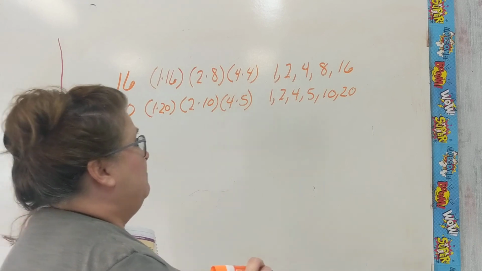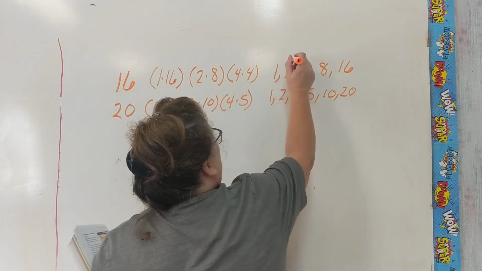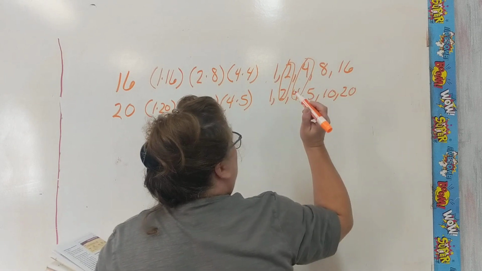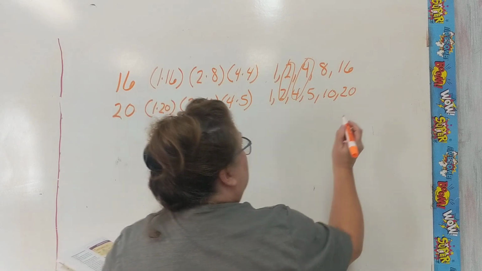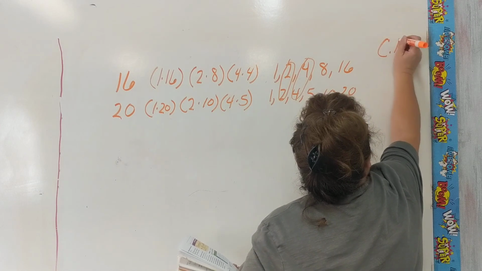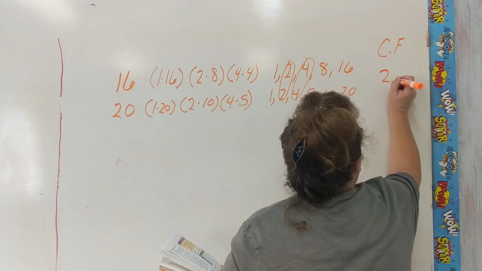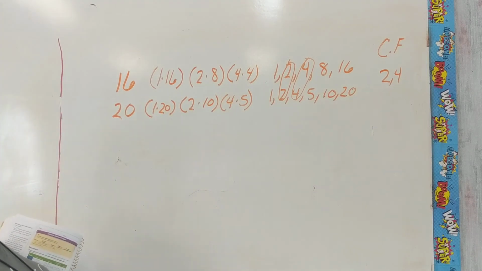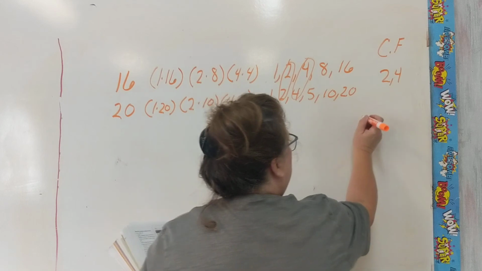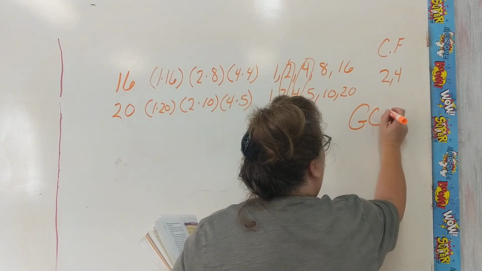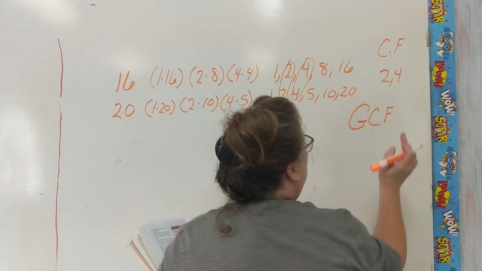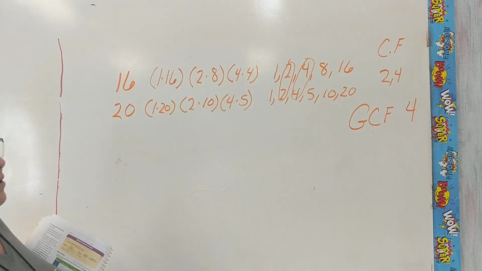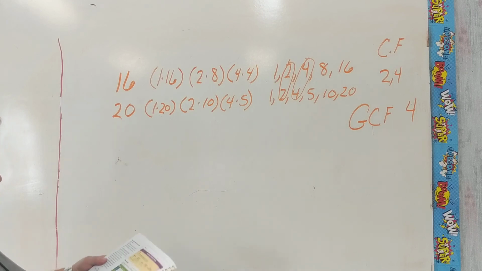So our common factors for 16 and 20, I see 2, I see 4, and that's all I see. So common factors, I'm going to put CF, are 2 and 4. My greatest common factor for 16 and 20 would be, which is greater, 2 or 4, would be 4. So that's how we find the greatest common factor of any two numbers.